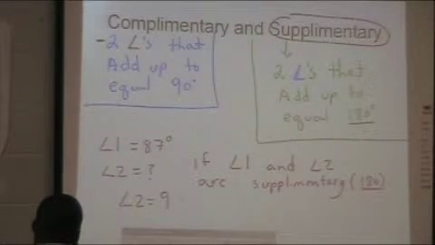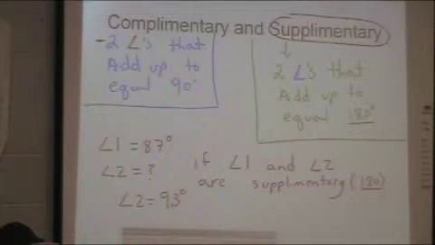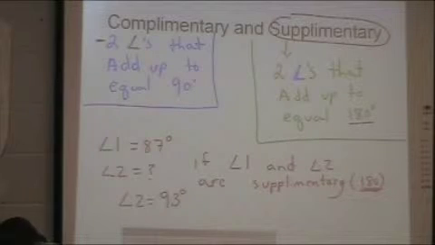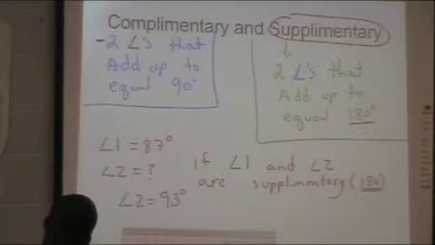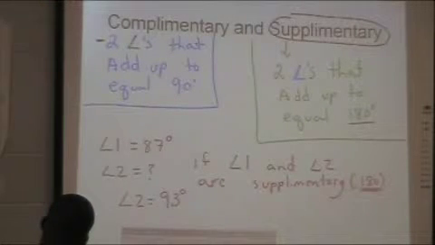93 degrees. Now, the way you check to see if you're right is just add 87 plus 93 and see if it equals 180. Some of you will get like 103 or 113. Add it, it won't equal 180, so you know you got it wrong.